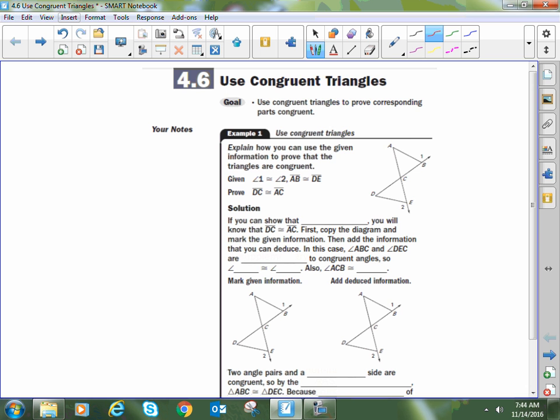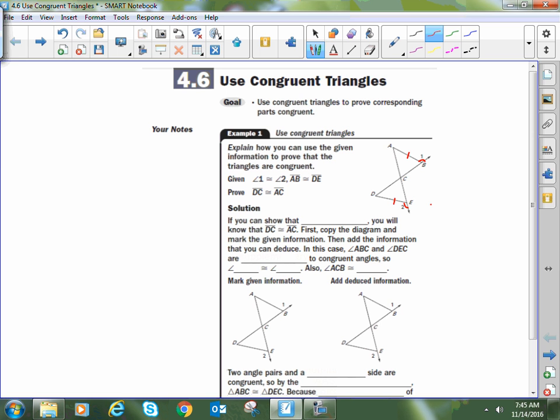So what we know is that angle 1 and angle 2 are the same. I'm going to mark them on the diagram to show that they're the same, because I like to have a visual reference. Sometimes they mark them for you to show where it's given, sometimes they just give you the information as a statement and it's up to you to mark them, sometimes they give you both. It just depends on the problem. So we know that those have to be the same, and AB and DE have to be the same, so I'm going to mark those. Now, that's all the information that it gives us.